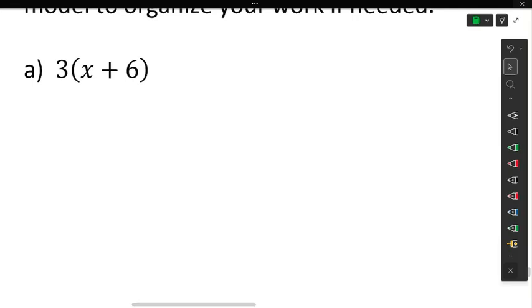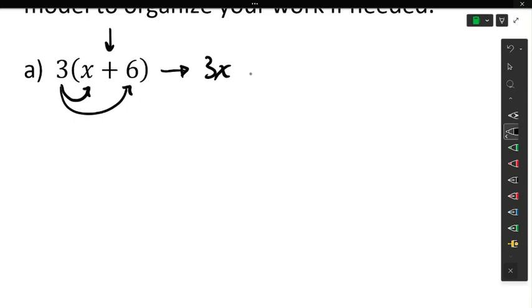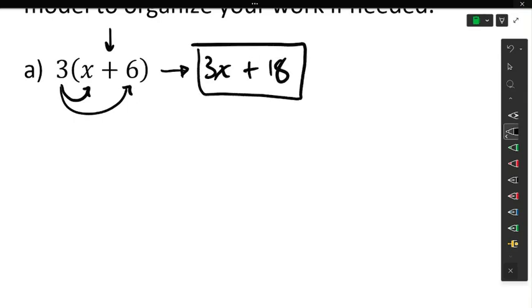I'm multiplying this side by 3, so 3 has to be distributed to each of 2 terms. Terms are those things that are separated by plus or minus, so I've got 2 terms here. This is going to be the same as 3 times x, or 3x, plus 3 times 6, plus 18. So when I multiply 3 times the quantity x plus 6, I get 3x plus 18.